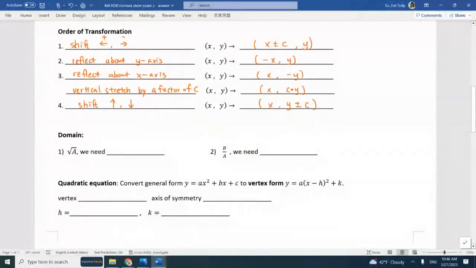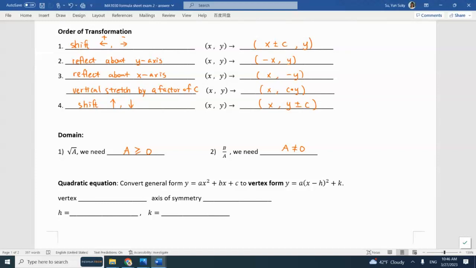Okay, to find the domain, if you see square roots, what do you need? Greater than or equal to 0, right? If you see a fraction, what do you need? Not equal to 0. Right, everybody? That's the domain. That's how we find the domain.